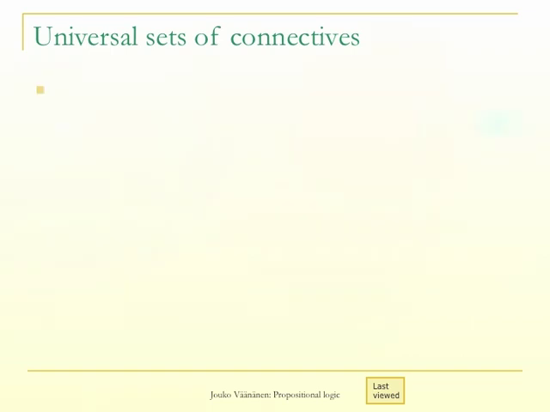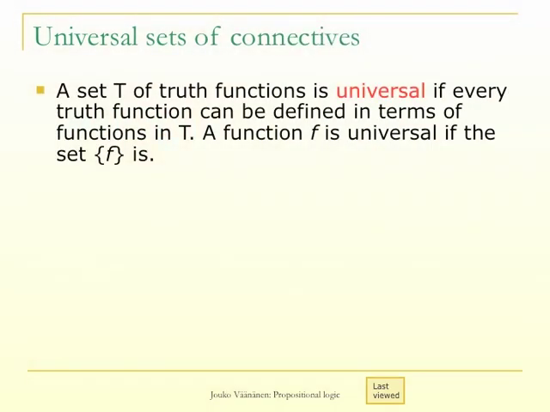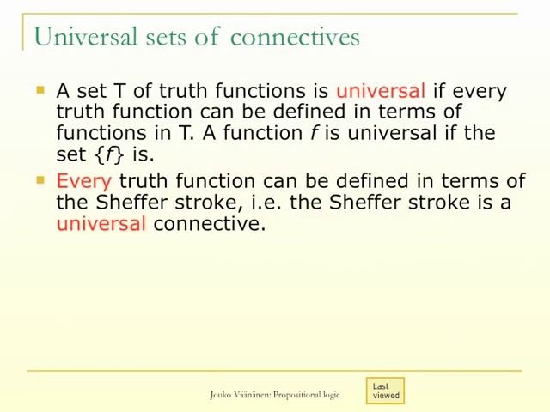A set T of truth functions is universal if every truth function can be defined in terms of functions in T. Respectively, a function f is universal if the singleton set {f} is. It turns out, and we will give an argument to this effect in a moment, that every truth function can be defined in terms of the Sheffer stroke. That is, the Sheffer stroke is a universal connective.